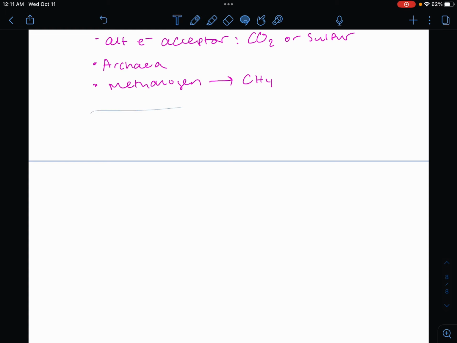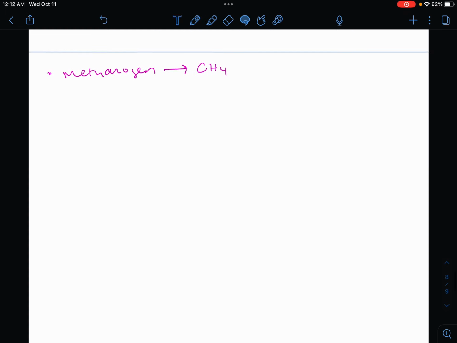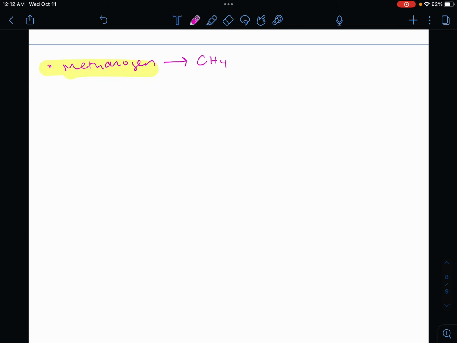I'm going to bring this over and move it down, since now we're going to be talking about methanogens. Methanogens are, again, archaea. They're going to oxidize H2 gas into ATP. Their terminal electron acceptor will be CO2, and the common equation would be for hydrogen gas, which is the energy source.